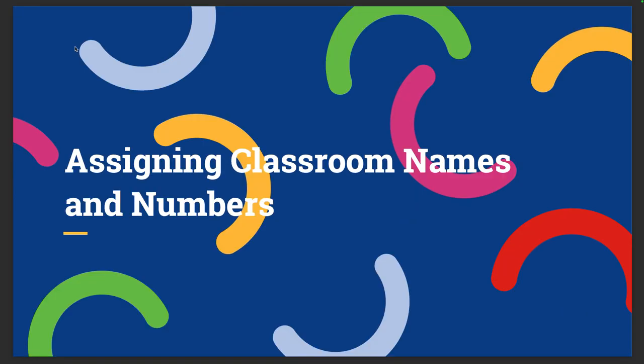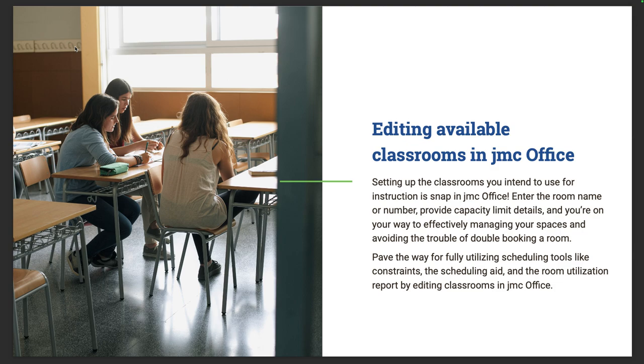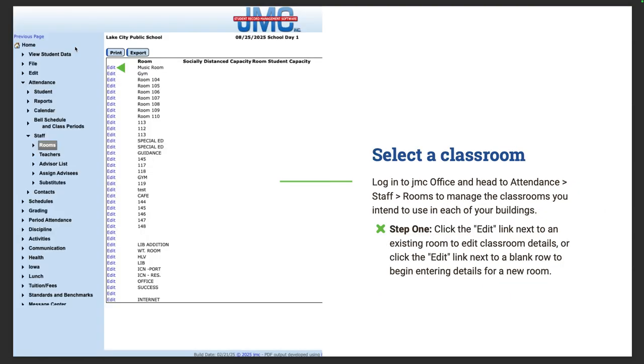All right. And then we'll look at assigning classroom names and numbers. Setting up the classrooms you intend to use for instruction is a snap in JMC Office. Enter the room name or number, provide capacity limit details, and you're on your way to effectively managing your spaces and avoiding the trouble of double booking a room. Pave the way for fully utilizing scheduling tools like constraints, the scheduling aid, and the room utilization report by editing classrooms in JMC Office. Log into JMC Office and head to attendance, staff, rooms to manage the classrooms you intend to use in each of your buildings.